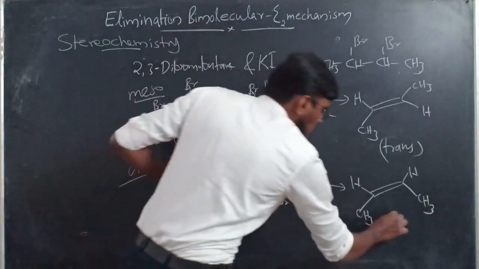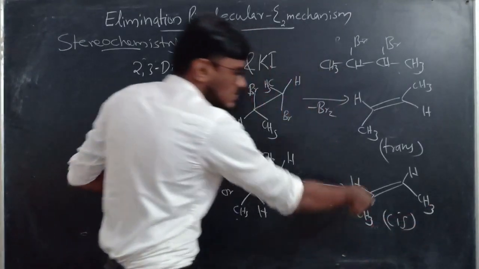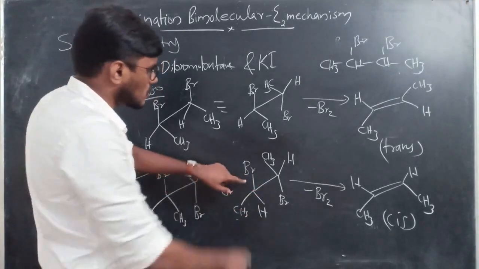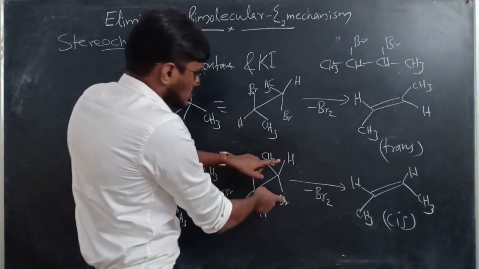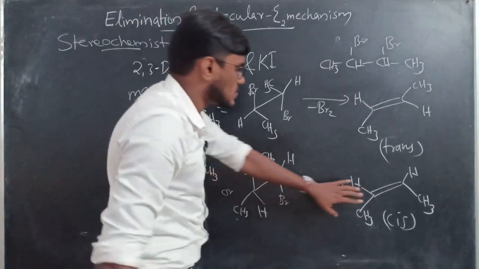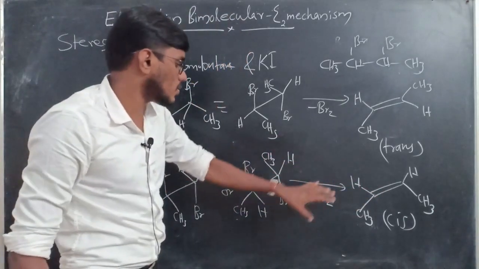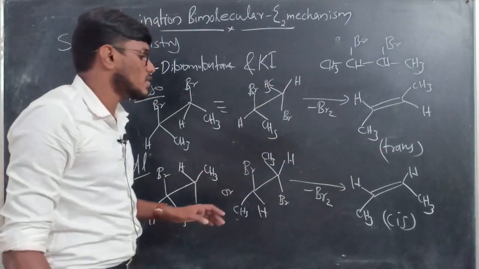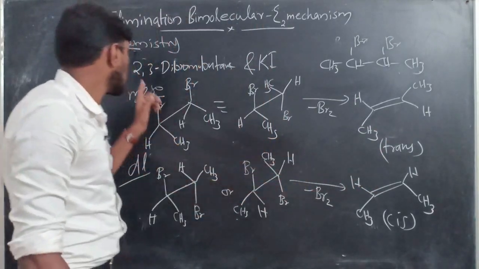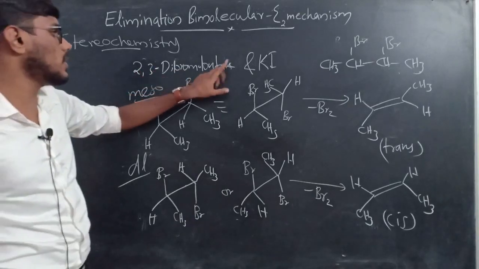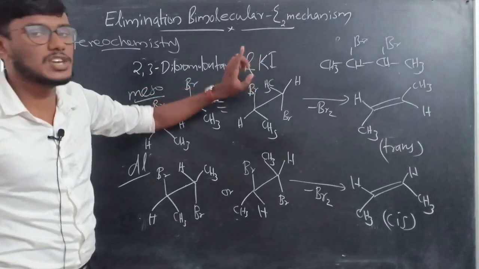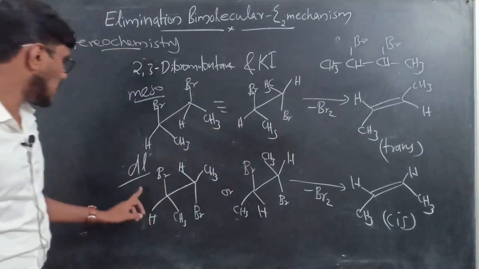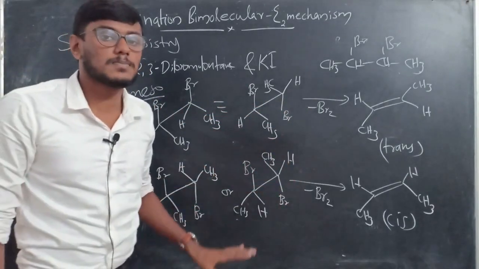We can see that this is a cis product with a cis configuration, and this compound also gives CH3, H and CH3, H. This also gives, on elimination of Br2, a compound with a cis configuration. That means this compound 2,3-dibromobutane on reaction with KI is a stereospecific reaction. The meso form gives the trans product and the DL form gives the cis product.